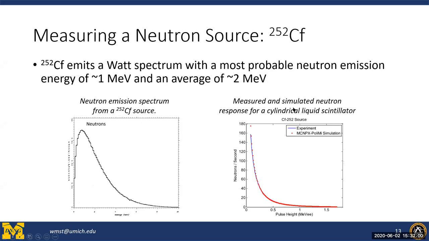We can see here we have a measured and simulated neutron response using a cylindrical liquid scintillator, where we almost get what looks like an exponential decay. This is the pulse height that we're showing, and then count rate on the side. The reason we get this is largely because of the shape of this Watt spectrum, and also how these neutrons interact with our system, such that if you think of each one of these bins of neutrons, they will deposit energy at some rate up to the endpoint of those neutrons, such that at lower energies, we have a combination of all of these lower neutron energies that can only deposit up into these regions.